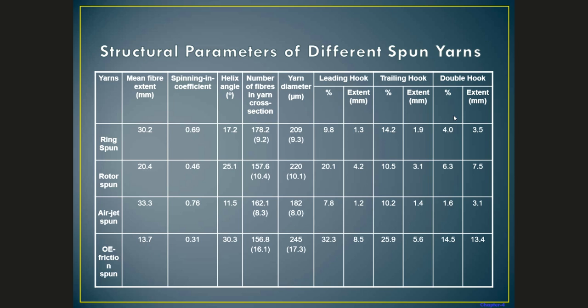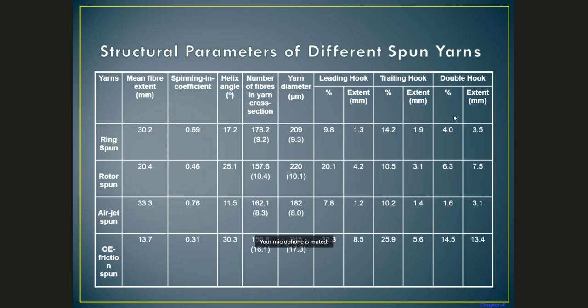And now you see the fiber extent. Fiber extent in case of ring yarn is 30.2, rotor yarn is 20.4, air jet yarn is 33.3, and friction yarn it is 13.7. Then we have calculated the spinning coefficient. In case of ring yarn, my spinning coefficient is 0.69, rotor spun is 0.46, and air jet yarn is 0.76, and in case of friction yarn it is only 0.31.